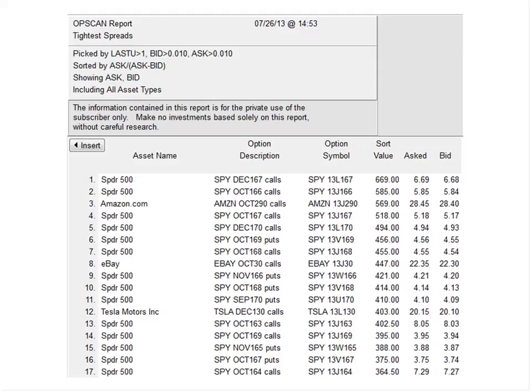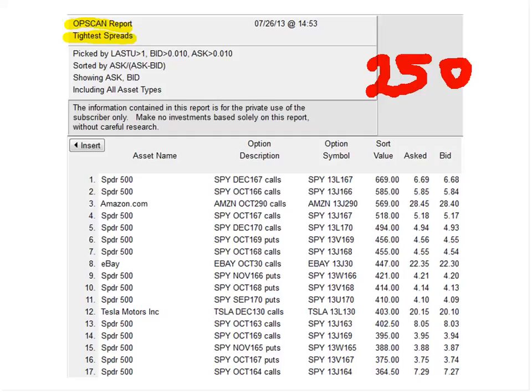So, our goal here is to find our little world. Now, what I like to do, and you can do this in OptionVue using OpScan, is scan for those assets that have the tightest spreads on average between the bid and ask price. Now, what are we doing here? I'm going to pull down 250. 250 is the limit for OpScan results.